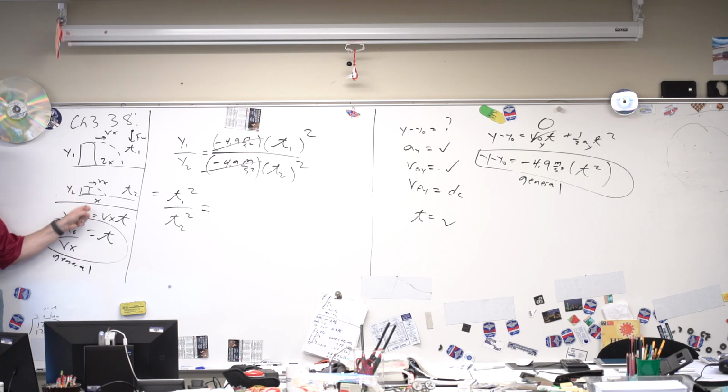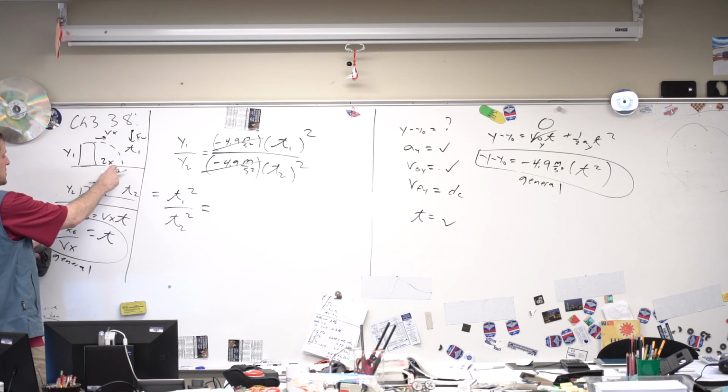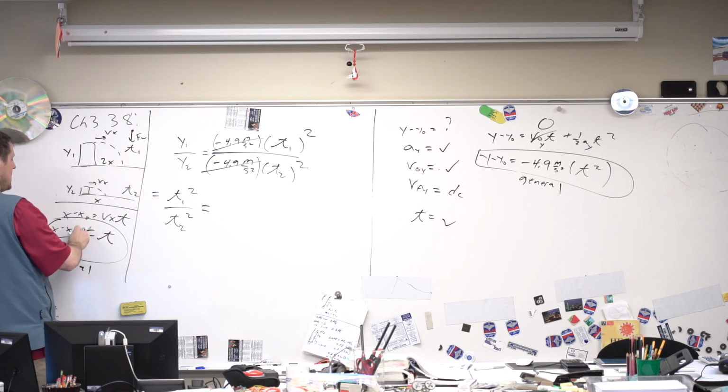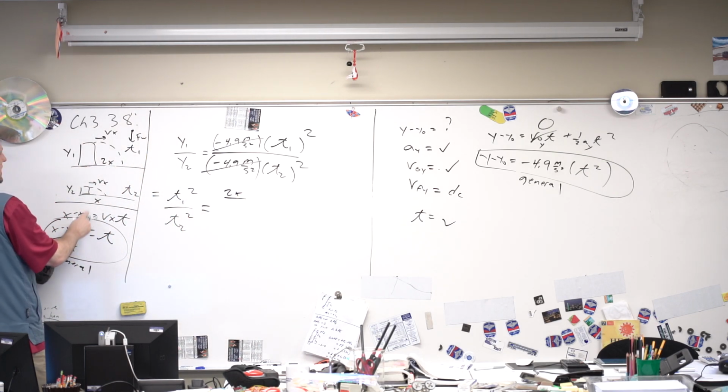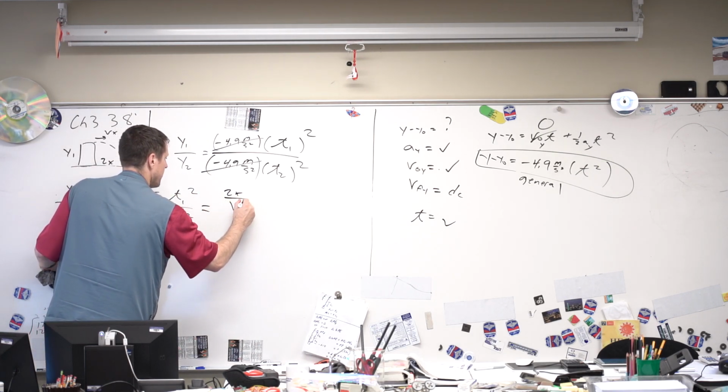This x direction part right here. All right, so let's go ahead and plug in. And now I'm going to use what's on my picture again. So for t1, my displacement in the x will be 2x over my vx, which is just vx.